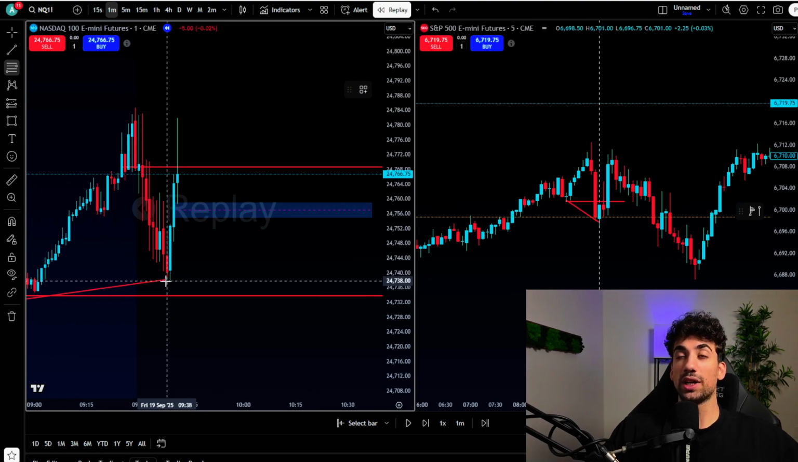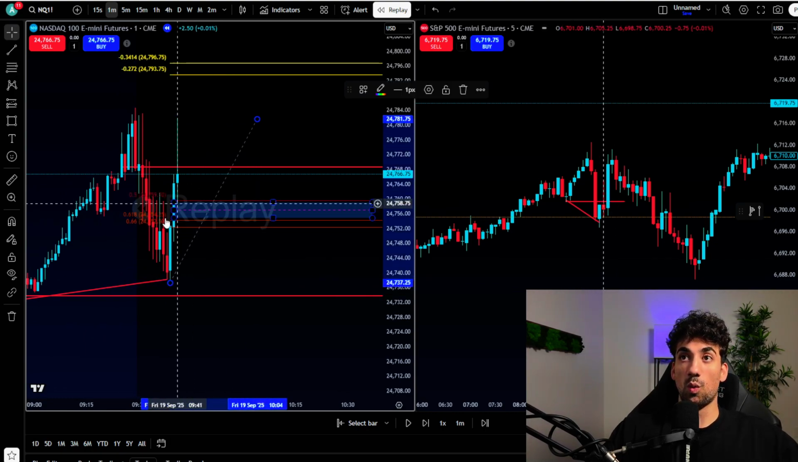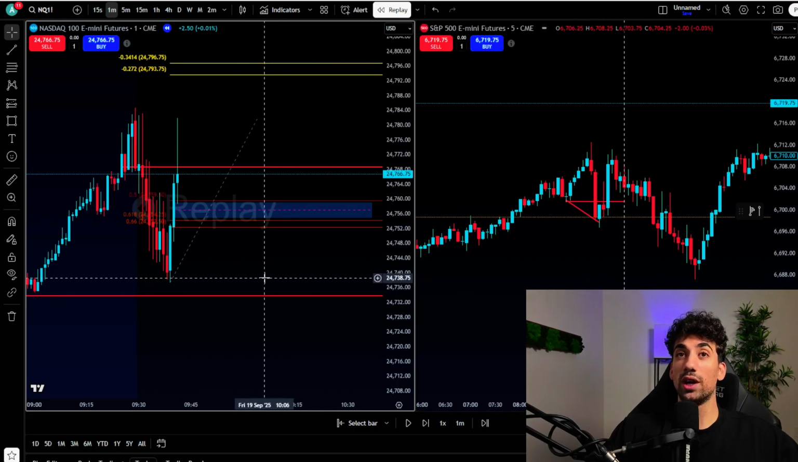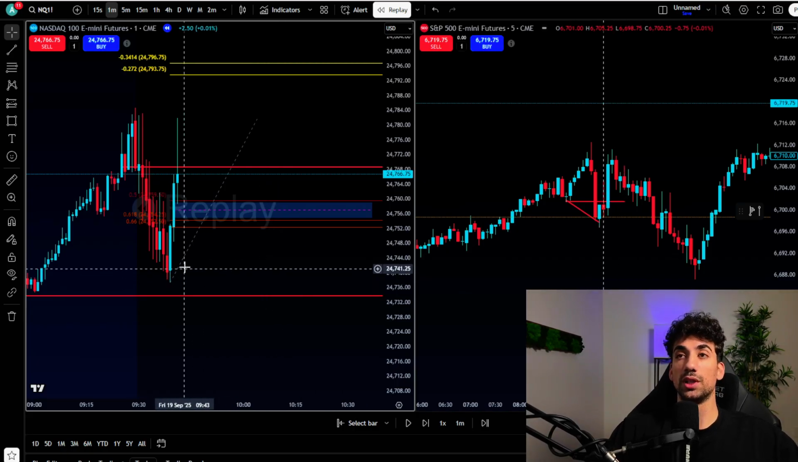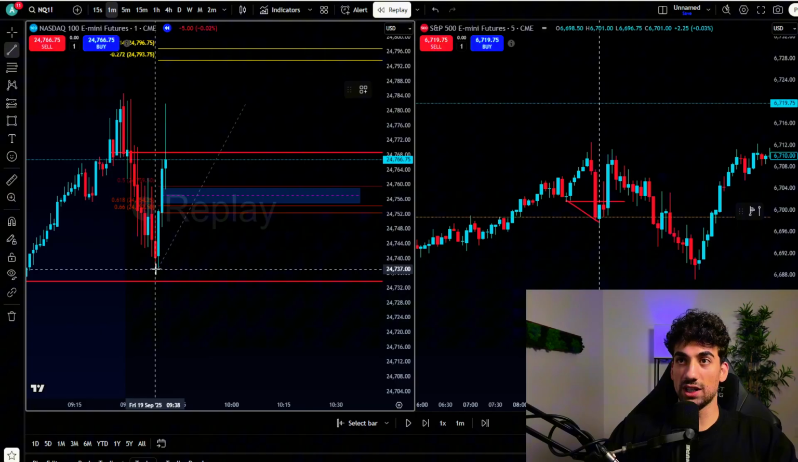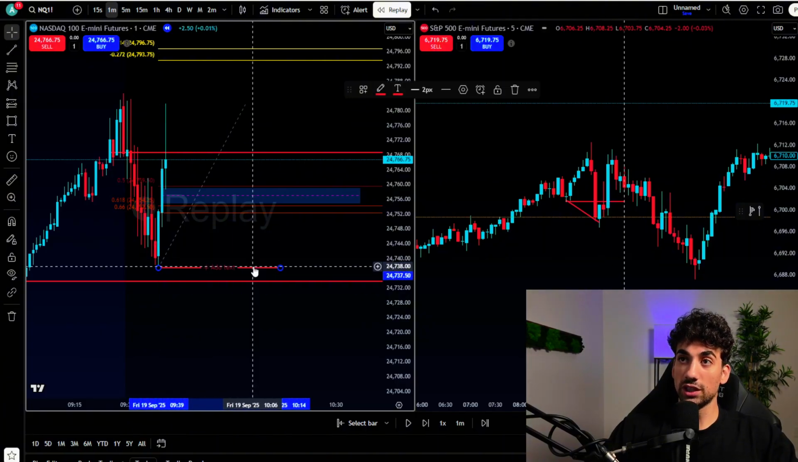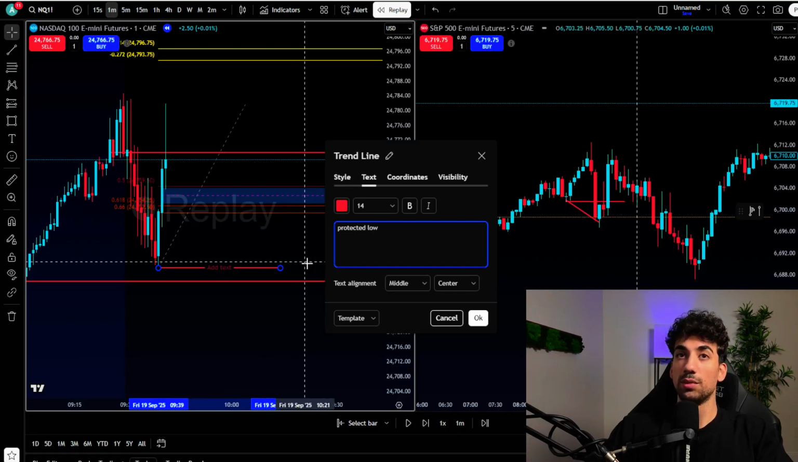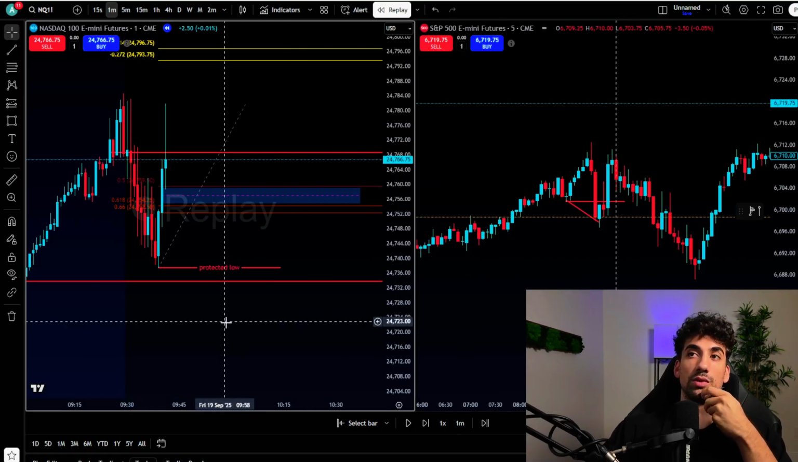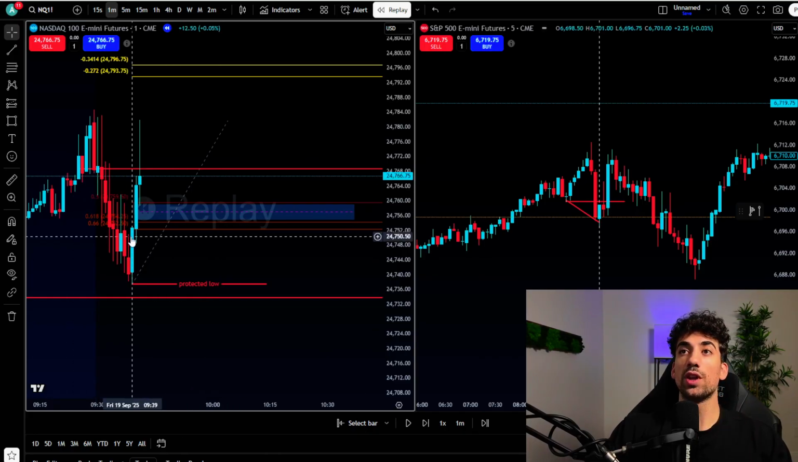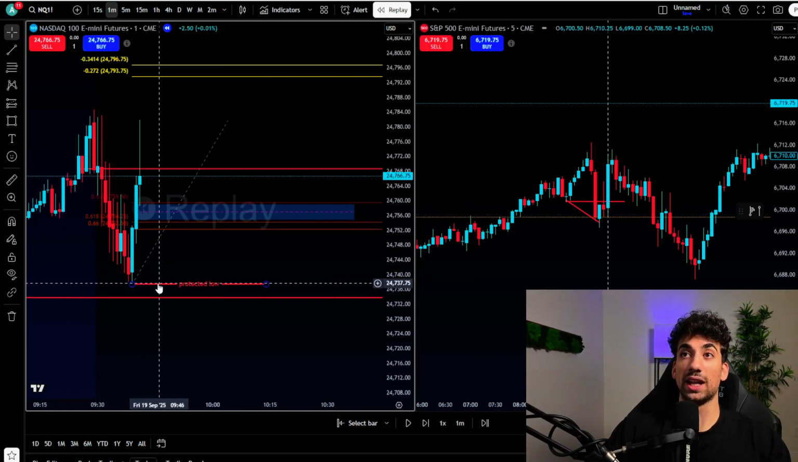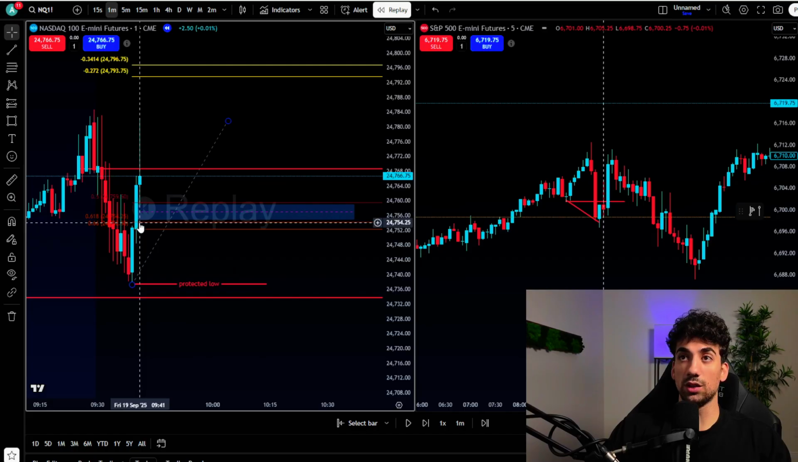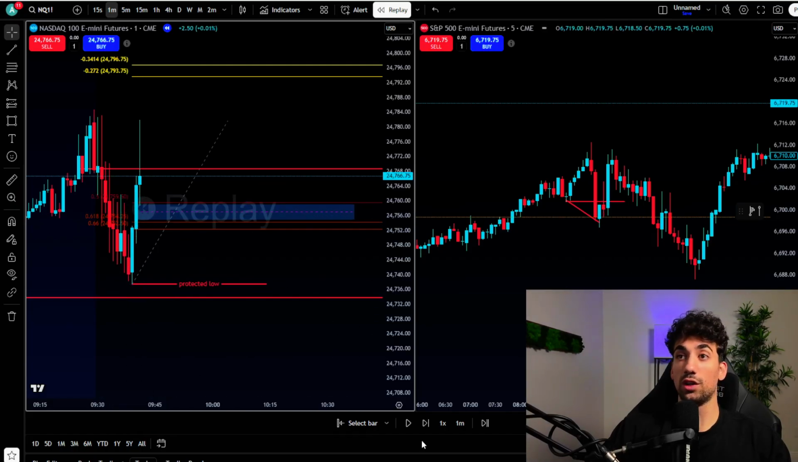This SMT now becomes our protected low. Why is it a protected low? Because it's the level where we got the divergence from. So you can mark out this low and write down protected low. As long as price stays bullish, this low should not be taken out before our next target. And we know that if this low is not taken out, we should have a retracement into our golden pocket and into our fair value gap.